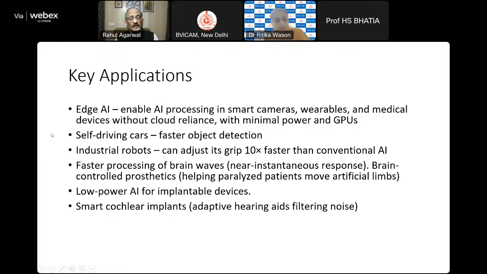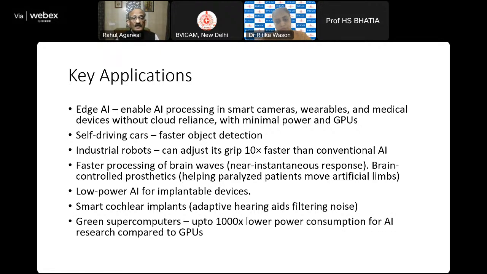They can also help in having smart cochlear implants, which can be used for adaptive hearing aids, and it can help in developing green supercomputers, which could need up to 1,000 times lower power consumption for AI research in comparison to GPUs.